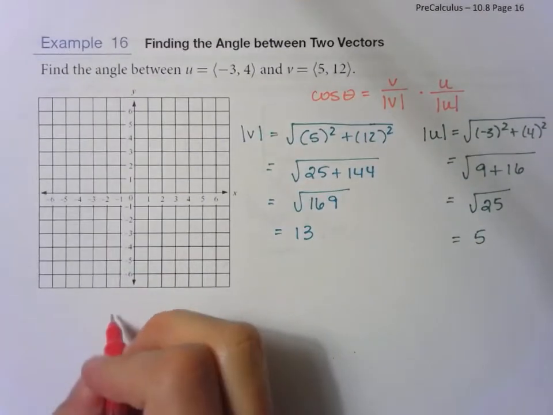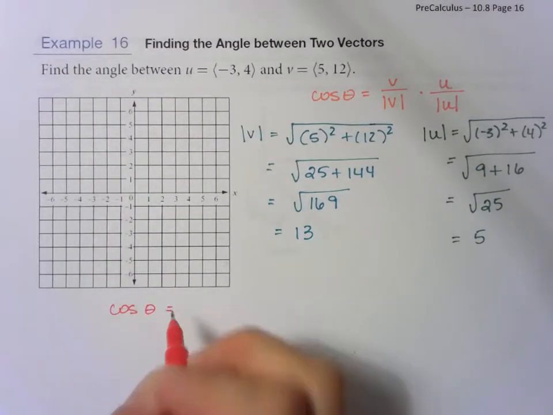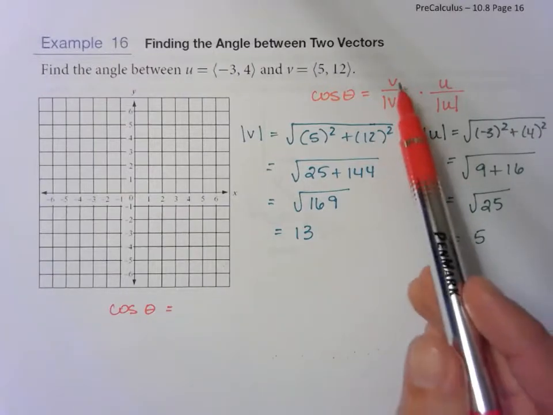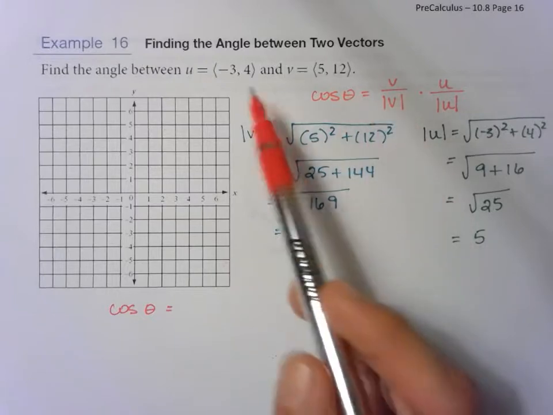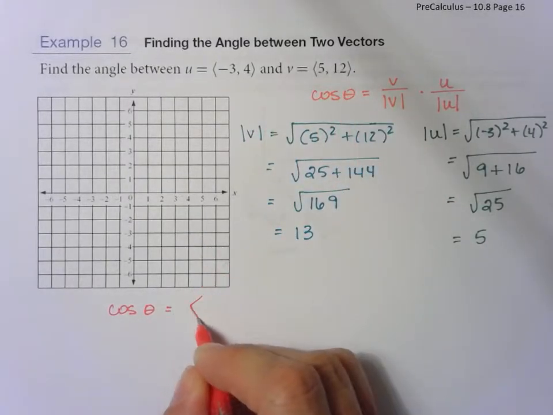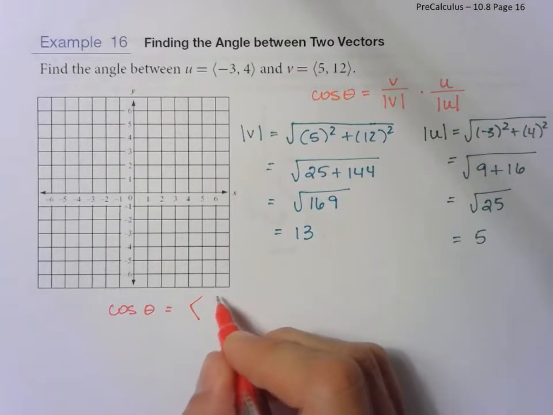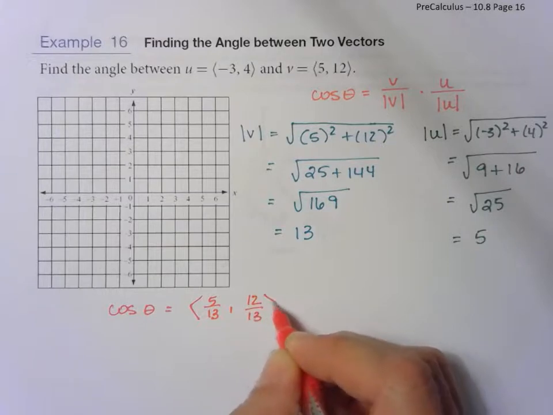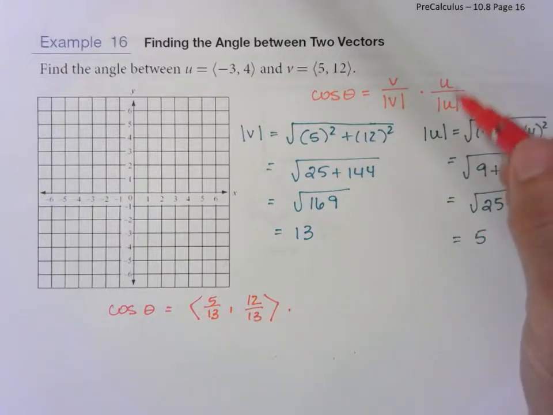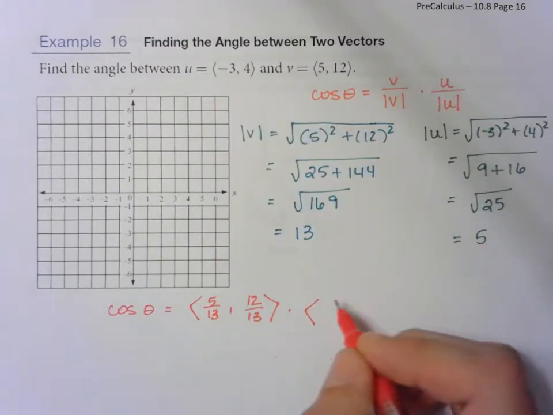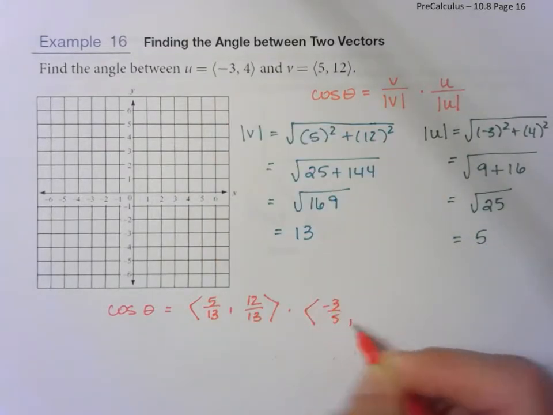So cosine of theta is equal to, remember how to get the v over the magnitude of v? You put these two over 13. So it's going to be 5 over 13, 12 over 13 times, then we do the same thing with the u's. We have negative 3 over 5, 4 over 5.